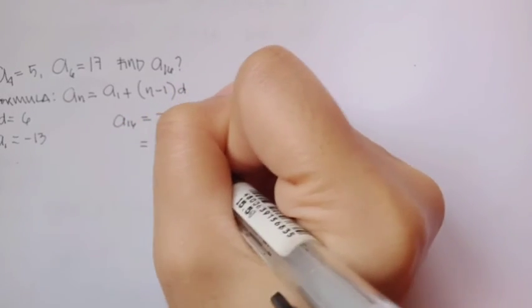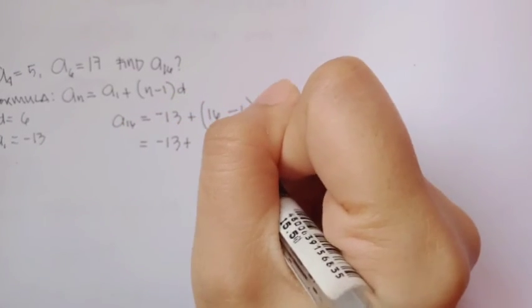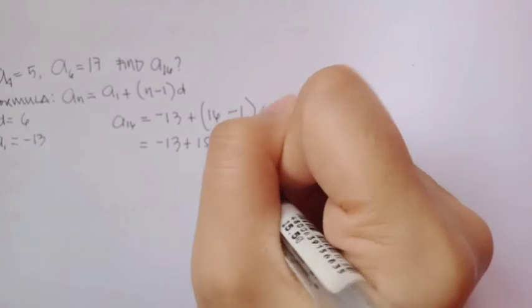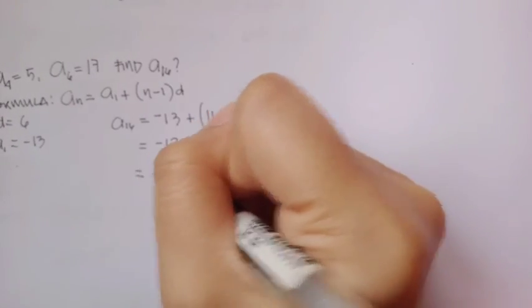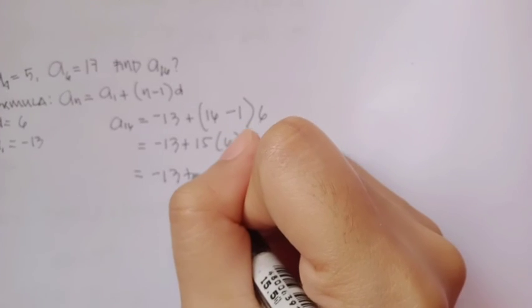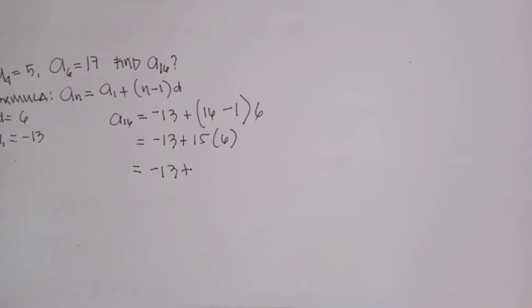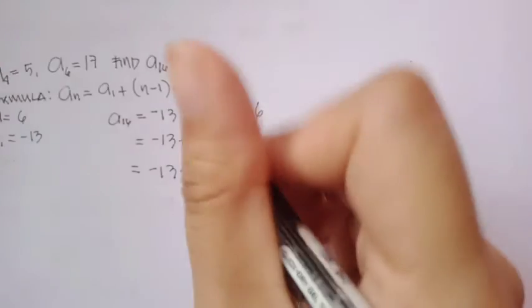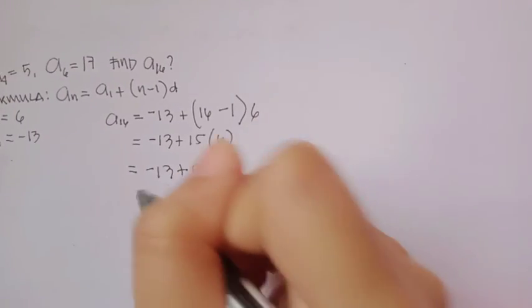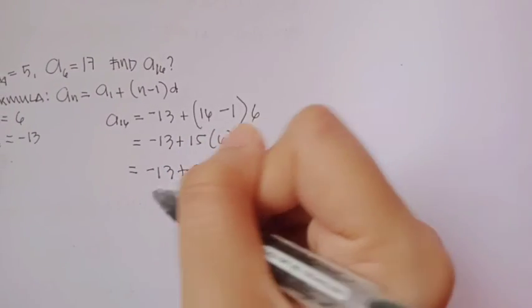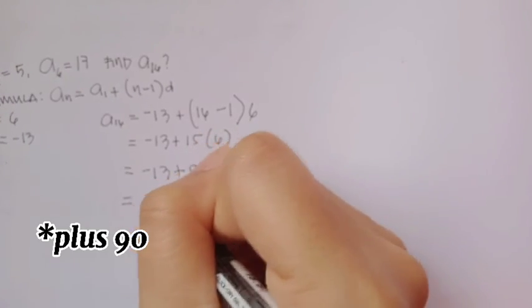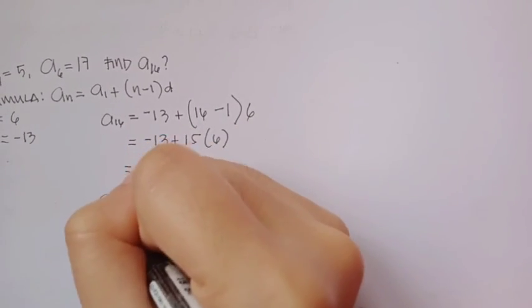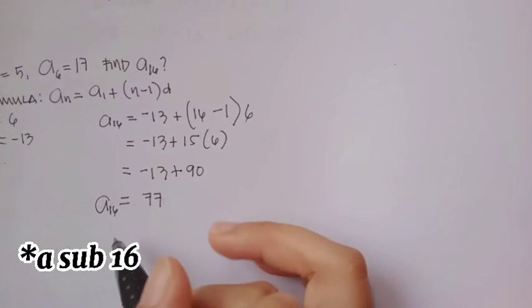Simplify. Negative 13 plus 16 minus 1, which is 15, times 6. Simplify again. That would be negative 13 plus 15 times 6, which is 90. Okay. Then simplify again. Negative 13 plus 90 is 77. So therefore, our A sub 16 is 77.